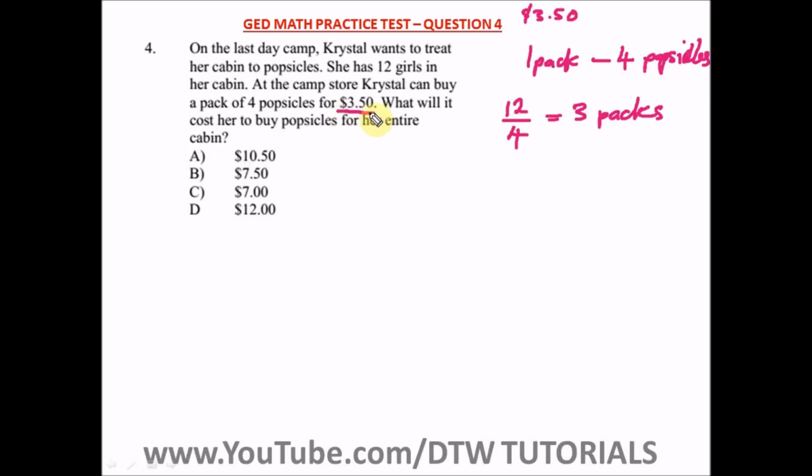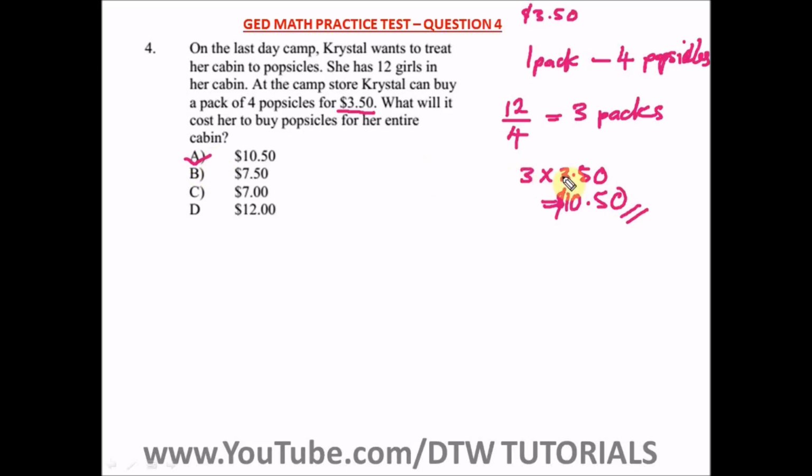So from here we know that it is 3 packs she needs, and the price for one pack according to our question is $3.50. So all we need to do is multiply 3 times $3.50. If you punch in your calculator, 3 times $3.50 will give us $10.50. That's the value you get, and our right option here is option A.